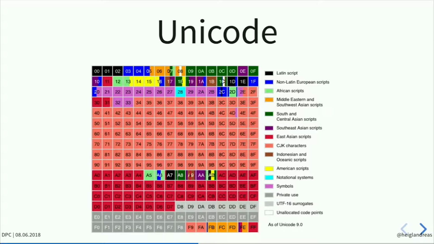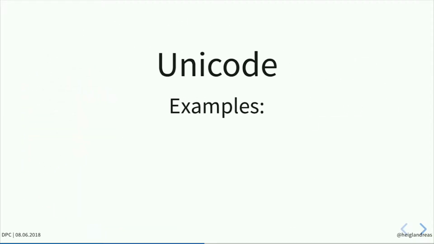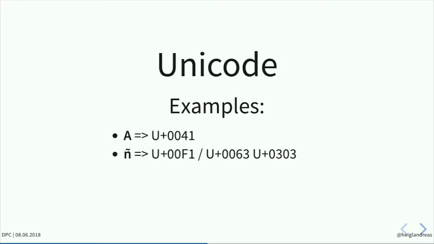Are you with me still? Any questions up to that point? Okay, so an example. This is an A. Sorry, it was not A1, it was 41. So if I want to encode an A in Unicode, it's U+0041. U+ just means it's a Unicode character. If I want to use this n with a tilde, I can either use 00F1, which is this one character, or I can combine 006E, which is the n, with 0303, which is the tilde on top of some other character.